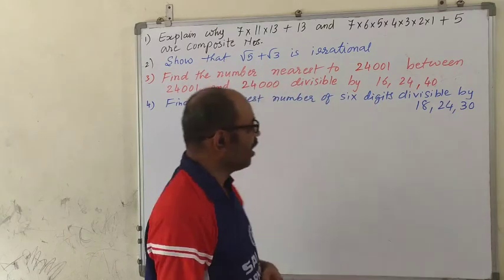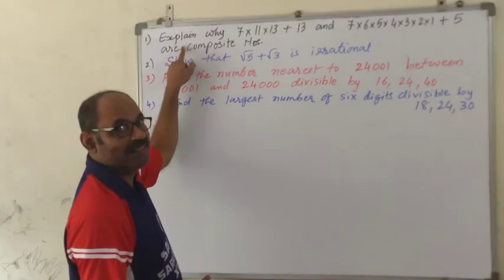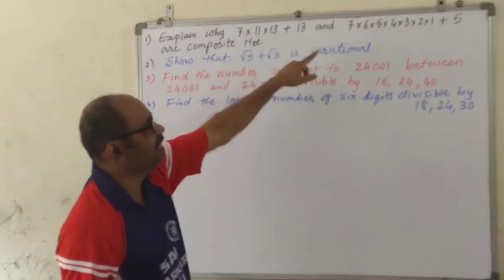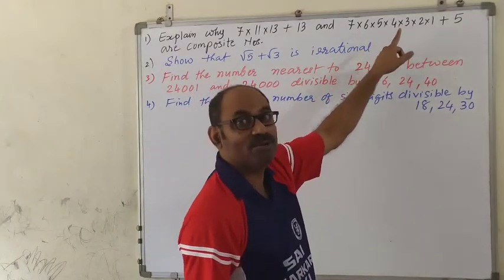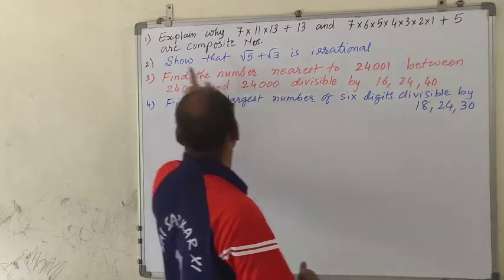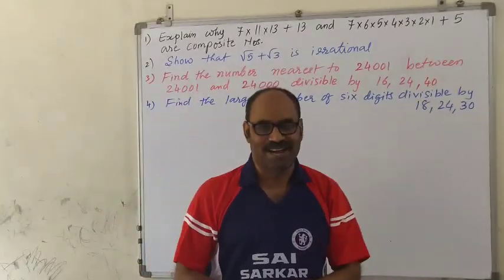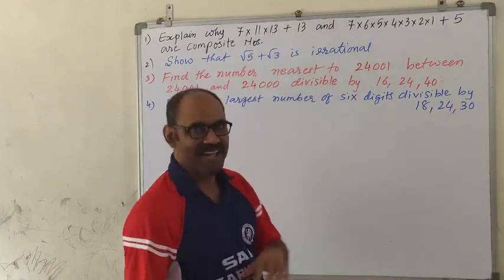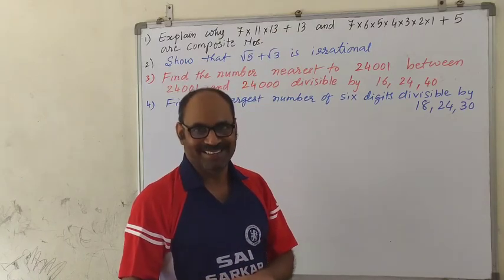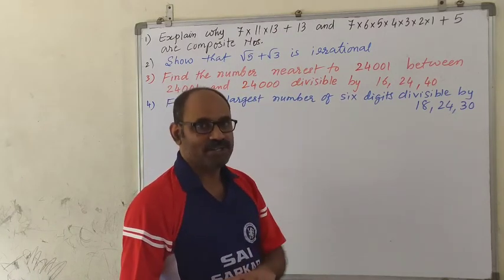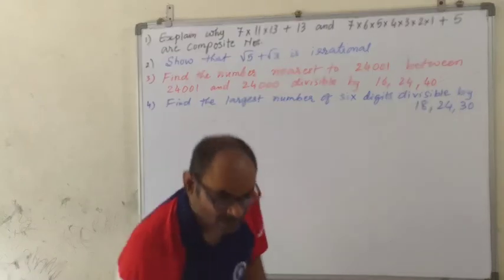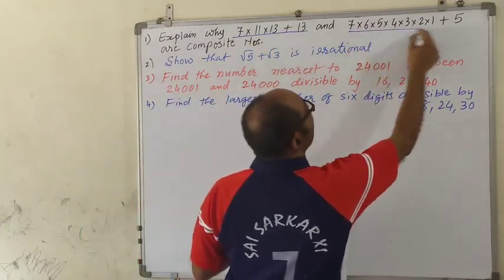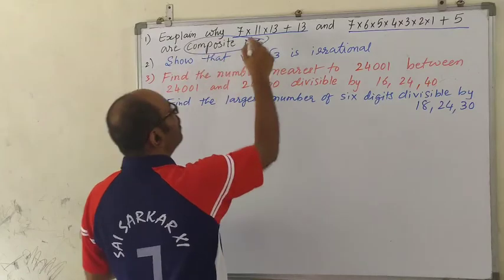The one question asked by a student was this: how to do it? Explain why 7 into 11 into 13 plus 13 and 7 into 6 into 5 into 4 into 3 into 2 into 1 plus 5 are composite numbers. Explain why they are composite numbers. In the previous video this question was there, but somehow I missed solving it. It's a very important question. So let's see. First of all, you have to prove that these two are composite numbers.